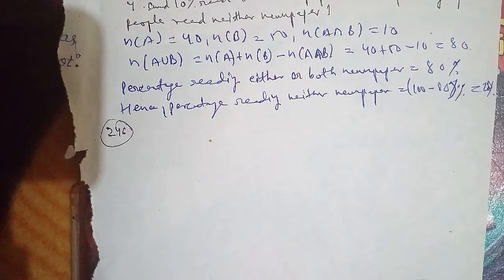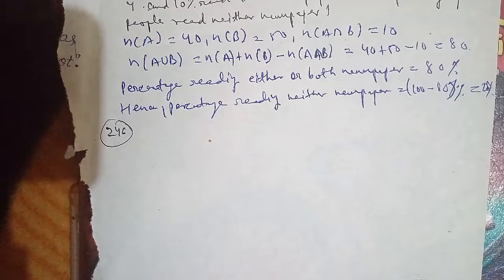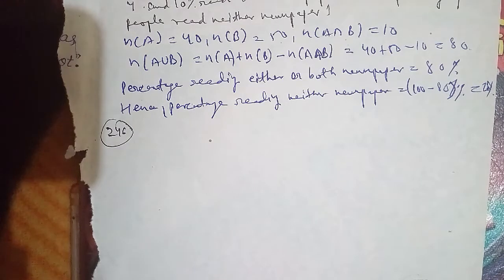Question 246 we have: out of 450 students of a school, 325 play football, 175 play cricket, and 50 neither play football nor cricket.